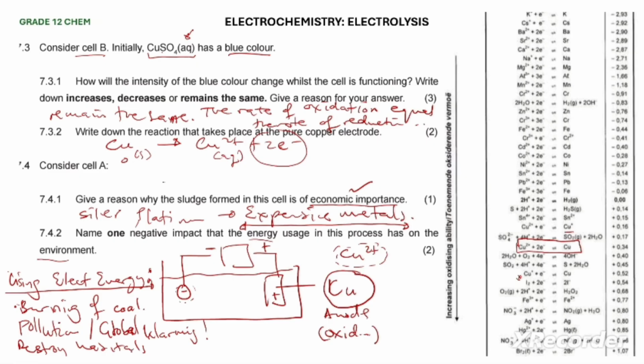But I think one of the easiest answers that you can give there are these ones up here. The usage of electricity, the impact they have on the environment is the pollution, the global warming, destruction of habitats. This is while mining and stuff like acid rain as well.